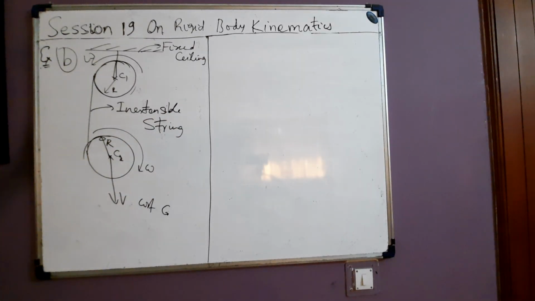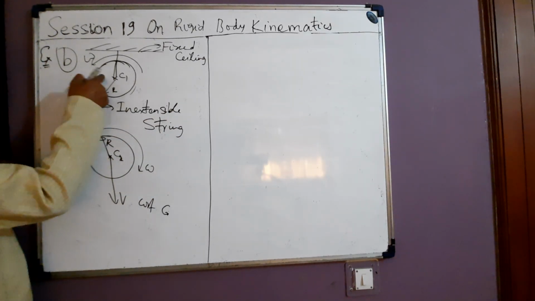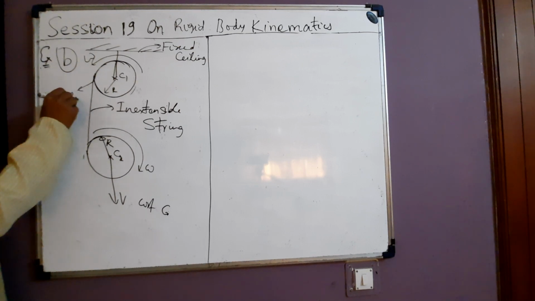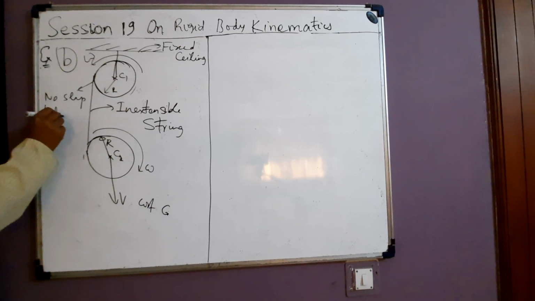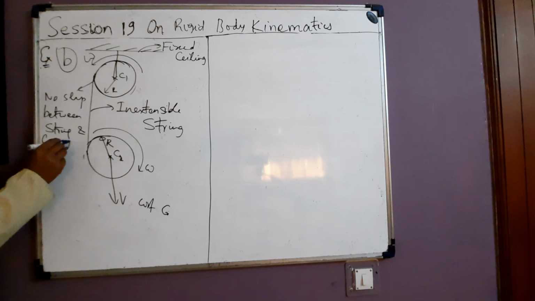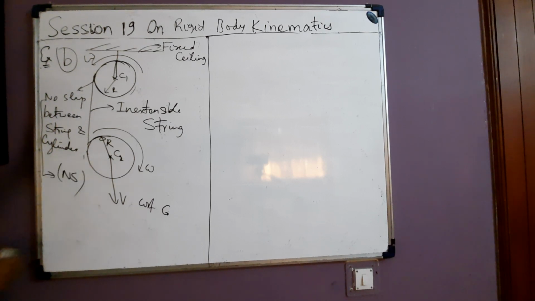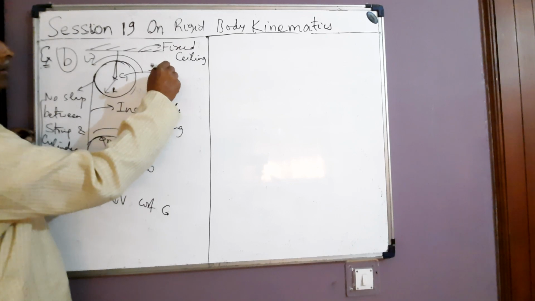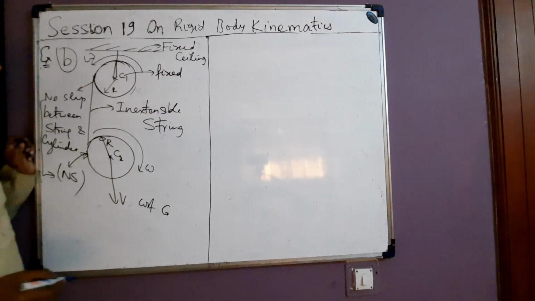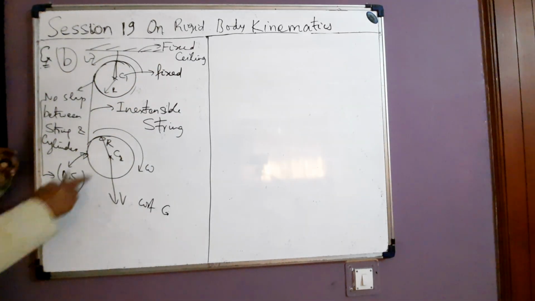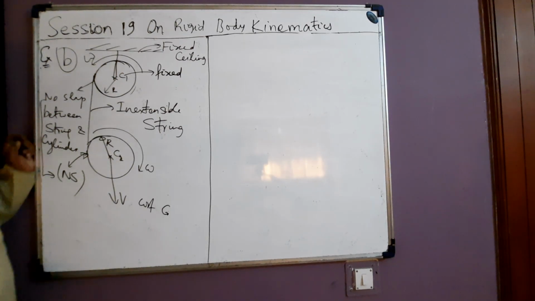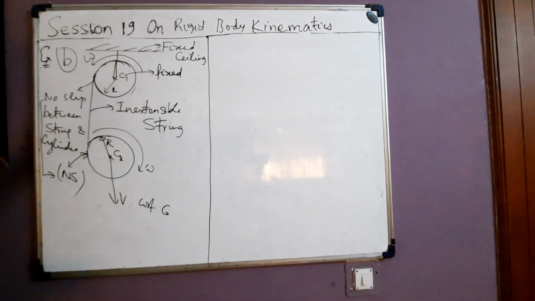This is the inextensible string. And here, between string and cylinder, there is no slip. No slip between string and cylinder, which we simply write in short as ns. Here also there is ns, no slip. Okay, fine. Here, see, center C1 of the upper cylinder is fixed. And center C2 of the lower cylinder is moving at a speed V with respect to ground. And both these angular velocities are with respect to ground.